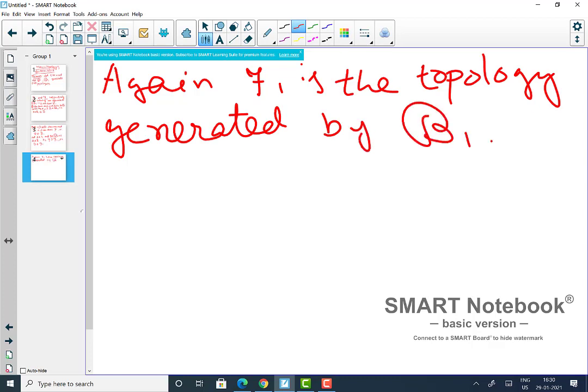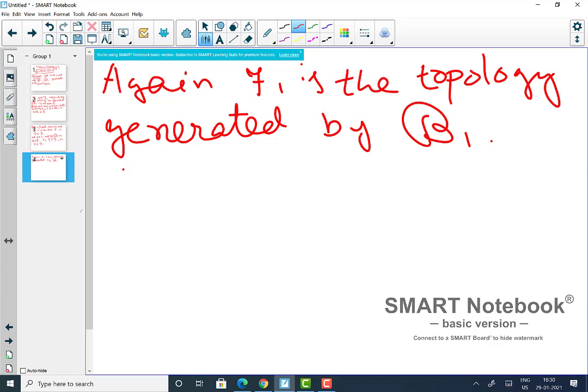Okay, so what does that mean? That means elements of tau 1 are, I mean, see, there are two ways. You can say that elements of tau 1 are unions of elements of B1, or what was the definition of this basis? So it contains all the open sets such that whenever you have a point in that open set, you have an element of B1 that contains the point and lies inside the set, right?